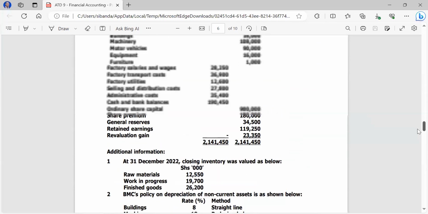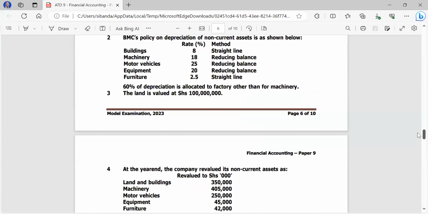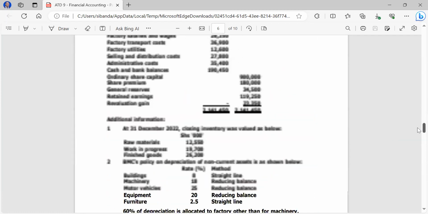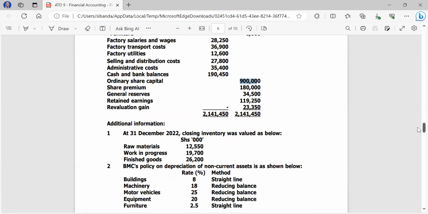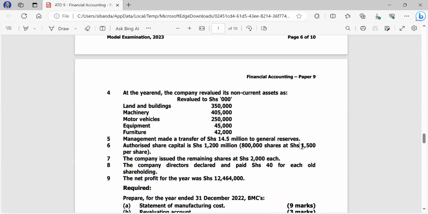But they have told us here that our current share capital is at 900,000. So ours is to ask ourselves mathematically, if our total shares are supposed to be 800,000 and it is supposed to be 1.2, but we now have 900,000, what do we do? We shall get this 1,500 and get this 900,000 and divide the two figures, 900,000 divided by 1,500, to determine the number of shares that we currently have. Is that okay, Paul? Yes, please. Thank you. You're welcome.